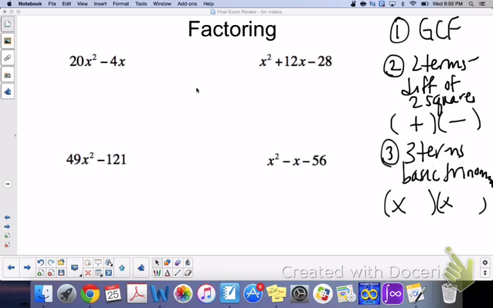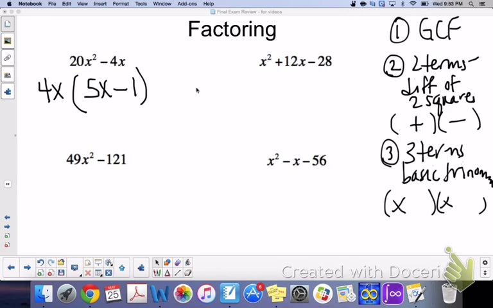The first one, 20x squared minus 4x. There's a greatest common factor. 4 goes into both, and x goes into both. What's left over? 20 divided by 4 is 5. X squared, I took 1x out, I have 1 left over. And then 4 divided by 4 is 1. You need the 1 there because when you multiply back out, you have to get what you started with. Alright, so now if I multiply this back out, I would get the minus 4x.